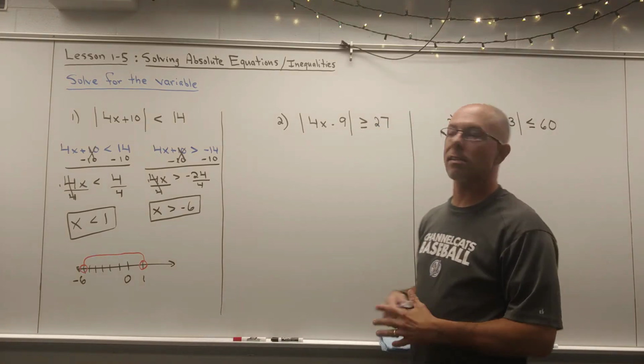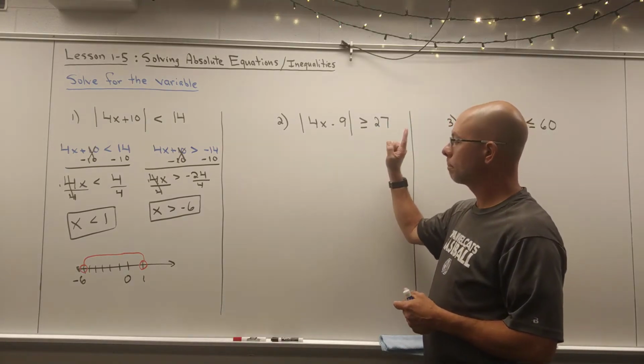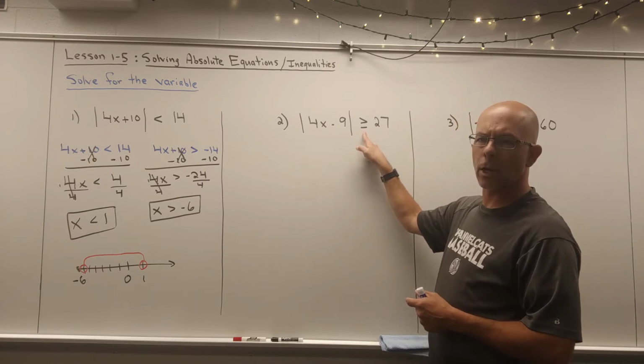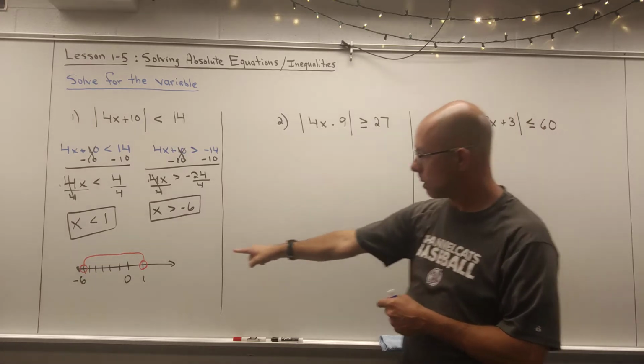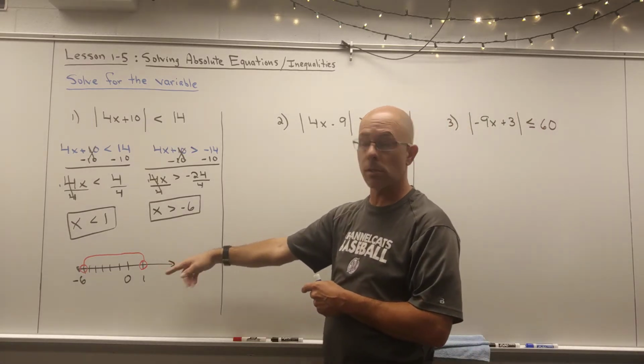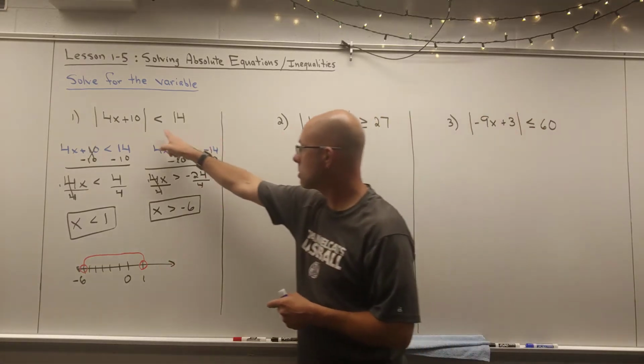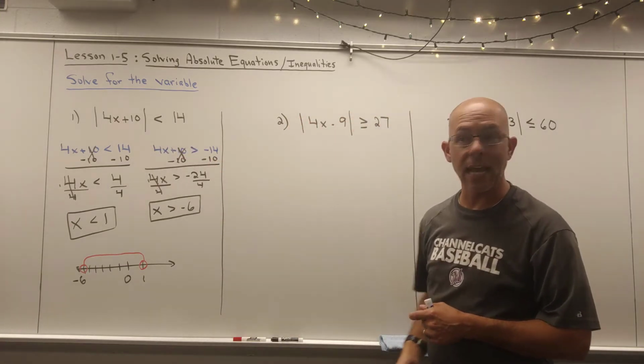Really relatively the same question, but I got a greater than symbol. I understand I have a greater than or equal to symbol, which at the end of the day just means when I go to graph, I'm going to have closed circles. But this one's a greater than versus the original was a less than. Let's see what effect that has on the problem.